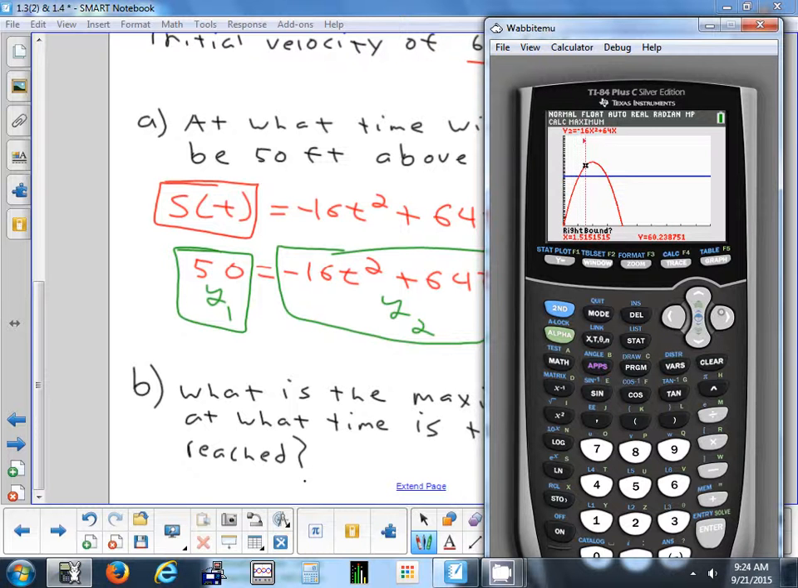Pick a point where you think you're to the left of the maximum. Pick a point to the right. So now you're telling the calculator, I want you to look between these two dotted lines. And then the guess, just be as close as you can.